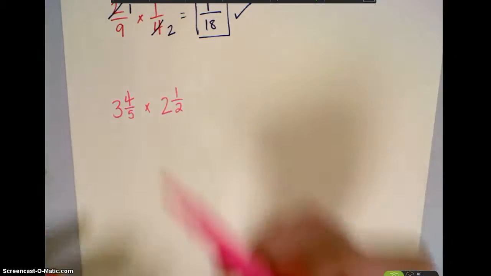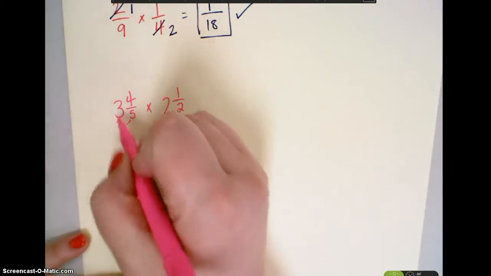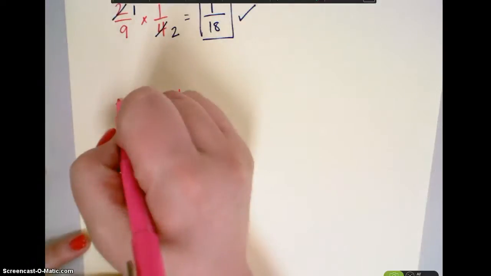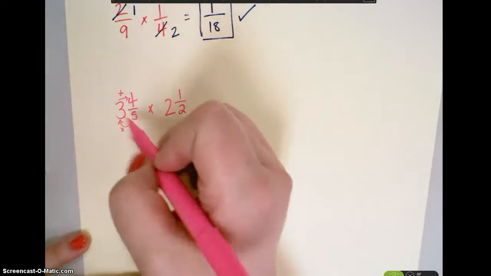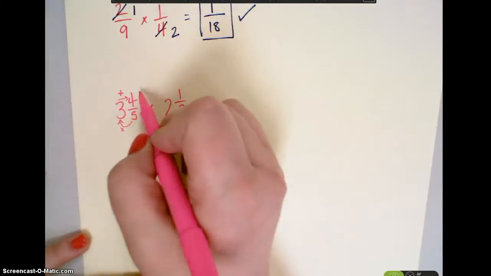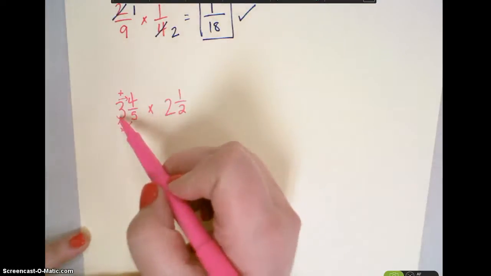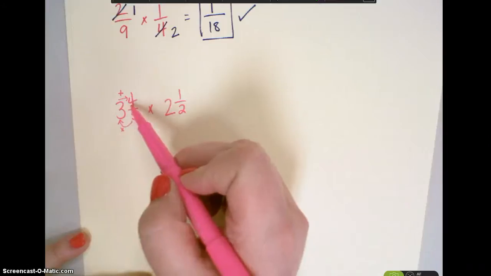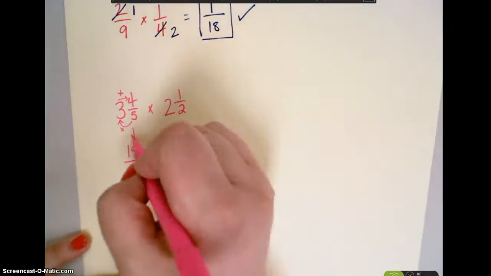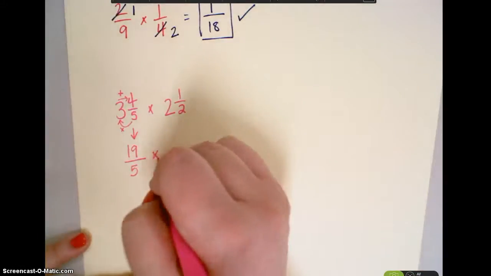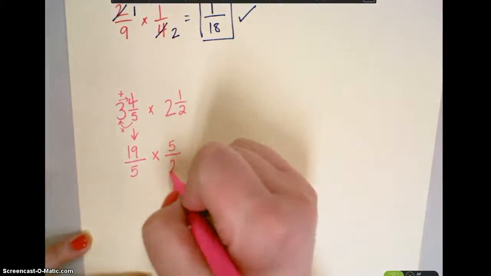Okay, so to turn it into an improper fraction, just as a refresher, I'm going to multiply my denominator by my whole number, then I'm going to add my numerator in. I'll keep my denominator the same at the end. So 5 times 3 is 15, plus 4 is 19. My denominator is going to stay 5. So 3 4/5 becomes 19/5 times, 2 times 2 is 4 plus 1 is 5 halves.